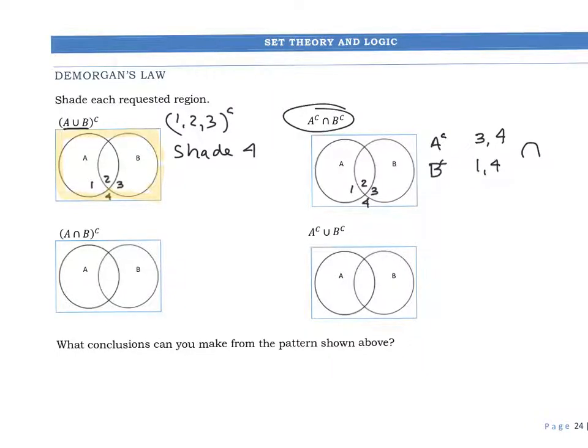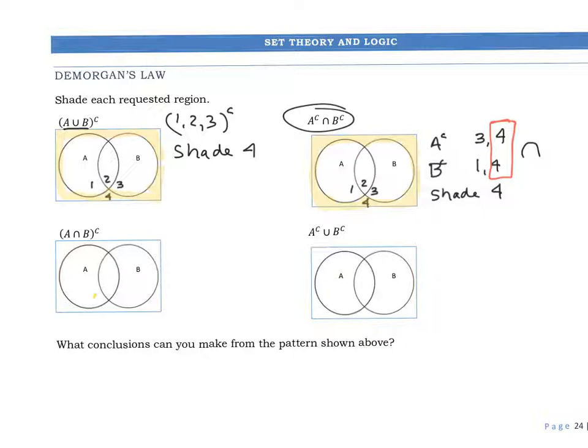Now, since we're looking for the intersection, we only want what they have in common, right? So it looks like region 4 is the only thing that they have in common. So that means that we're going to shade region 4 again. So that should give you cause to reflect that these two expressions are represented by the same Venn diagram. So maybe they might be equivalent. Okay, well, let's look at the next two.